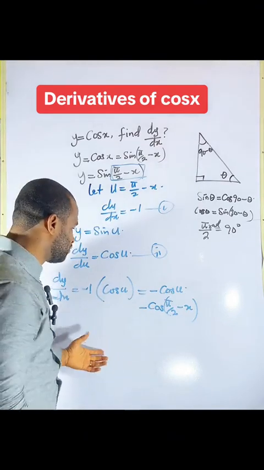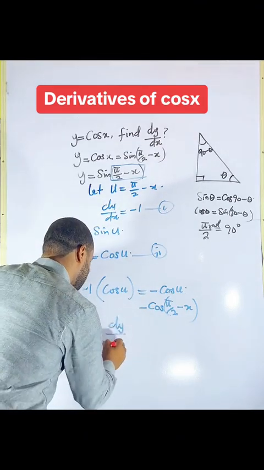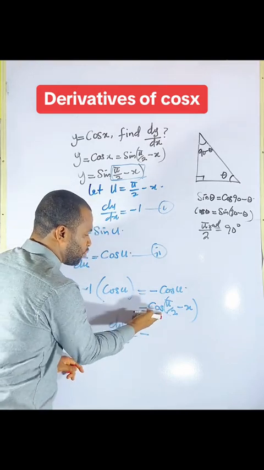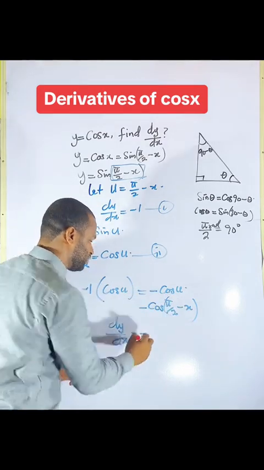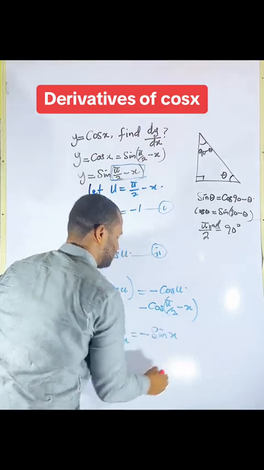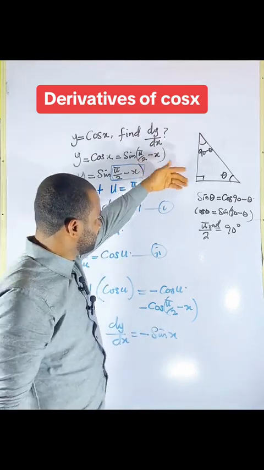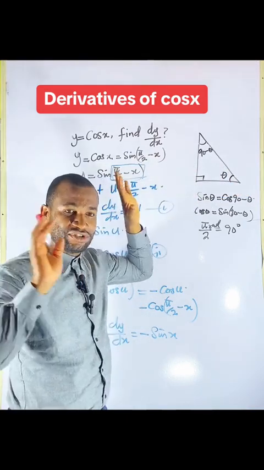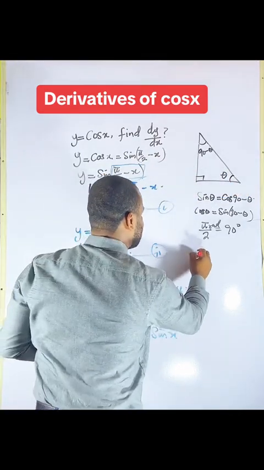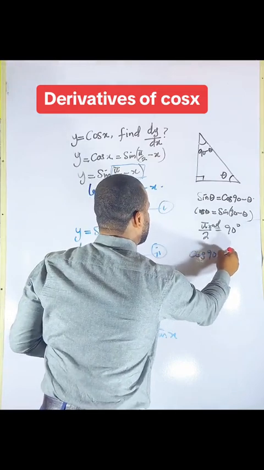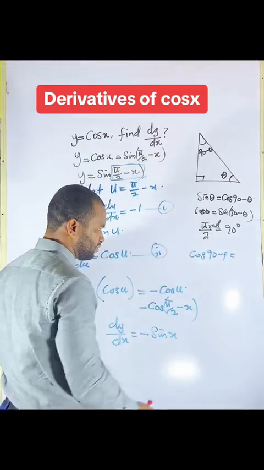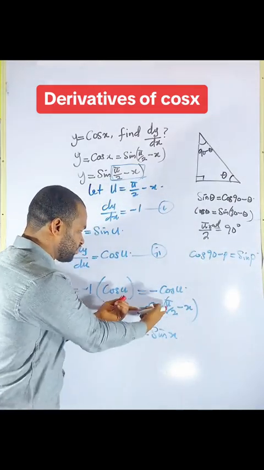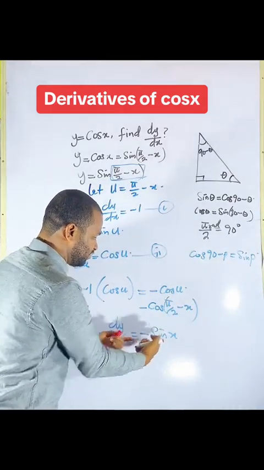All right, now dy/dx is going to be minus cos of 90 minus x, which is going to give me what? Sine x. Look at this. Cos of 90 minus theta is going to give me sine theta. It's a model. So if I say cos of 90 minus p, it is going to give me what? Sine p. It's a pattern.